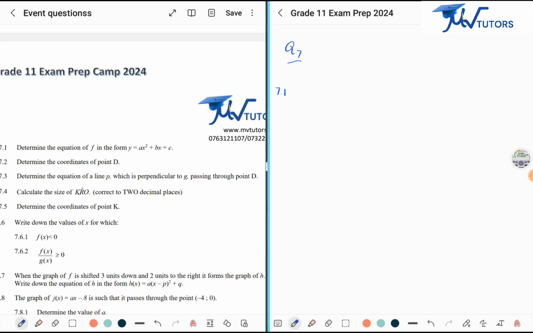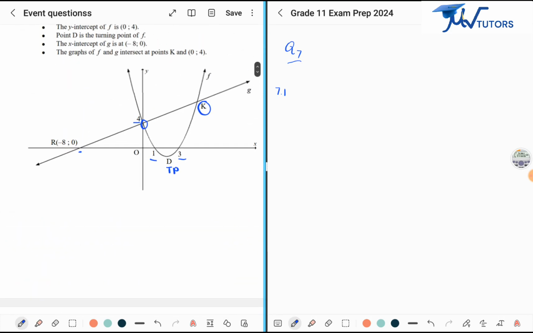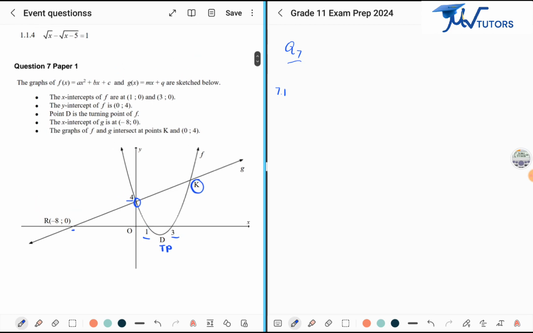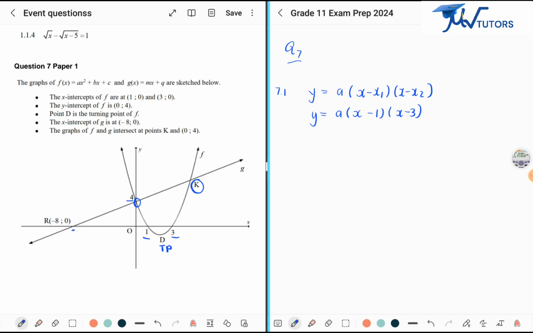So 7.1 says, determine the equation of f in the form y is equal to ax squared plus bx plus c. Now you need to be aware of the information you've been given. You have been given the intercepts, so if you are given the intercepts, you'll be using this equation over here. Now we're going to substitute in the x-intercepts, which are 1 and 3. Now we substitute in the y-intercept, which is 0 and 4. So in the place of y, we put 4, and in the place of x, we put 0.